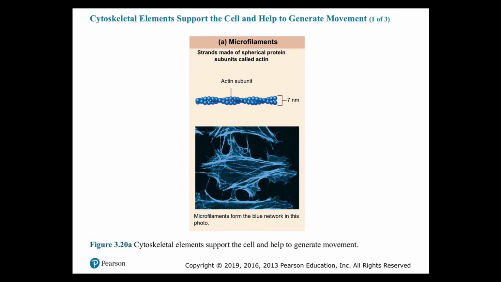Figure 3.20a. Cytoskeletal elements support the cell and help to generate movement. So in A, we see microfilaments, which are made up of strands of spherical protein subunits called actin. Okay, so the whole thing there is called the microfilament, and the little beads are the actin.